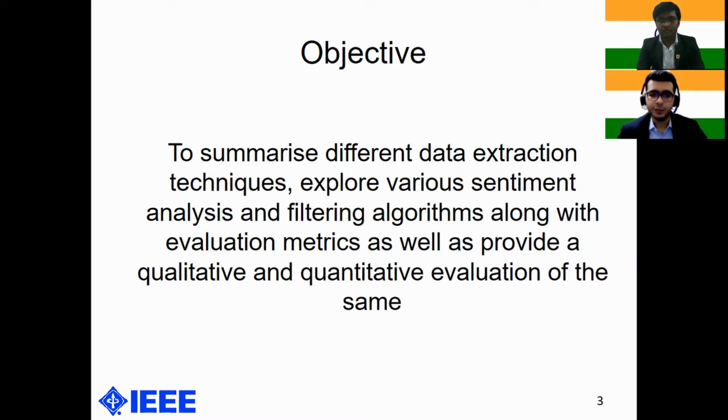Our objective in this paper is to summarize different extraction techniques of data and explore various sentiment analysis and filtering algorithms which help in recommendation as opposed to user rating, along with implementing proper evaluation metrics and providing a qualitative and quantitative evaluation of these same sentiment analysis techniques.